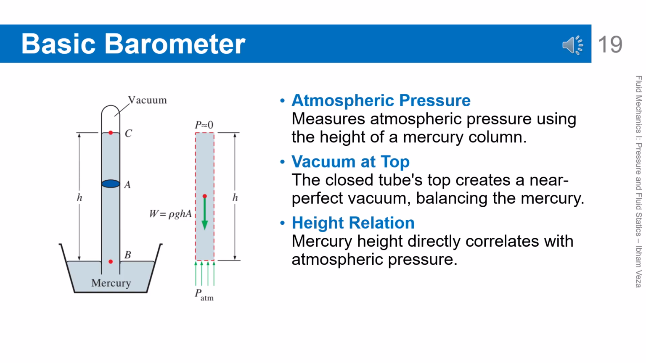Basic barometer. A barometer measures atmospheric pressure using the height of a mercury column in a closed tube. The top of the tube is nearly a vacuum, so the mercury column is supported by atmospheric pressure. The height of the column is directly proportional to atmospheric pressure. The higher the atmospheric pressure, the taller the mercury column that can be supported. This principle forms the basis of classical atmospheric pressure measurement.